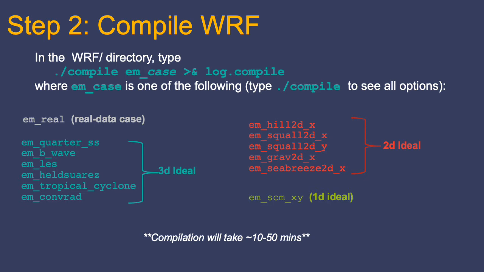When you issue the compile command, make sure to always request your standard output and errors to be sent to a log file by using the syntax > and then sending it to a log file, which can be named anything you want it to be. This can be very useful later on for troubleshooting if your compile is not successful. And just note that the compile will take several minutes, probably anywhere from 10 to 50 minutes, depending on what compiler you're using and how you're compiling it.